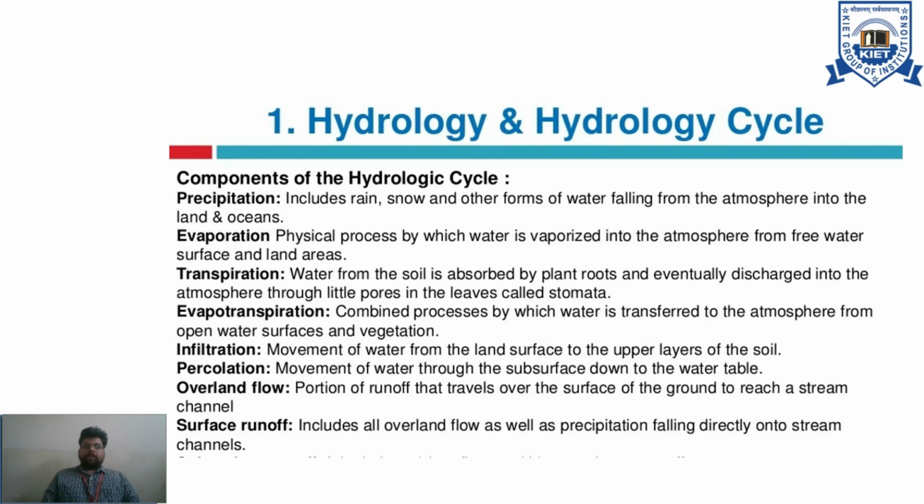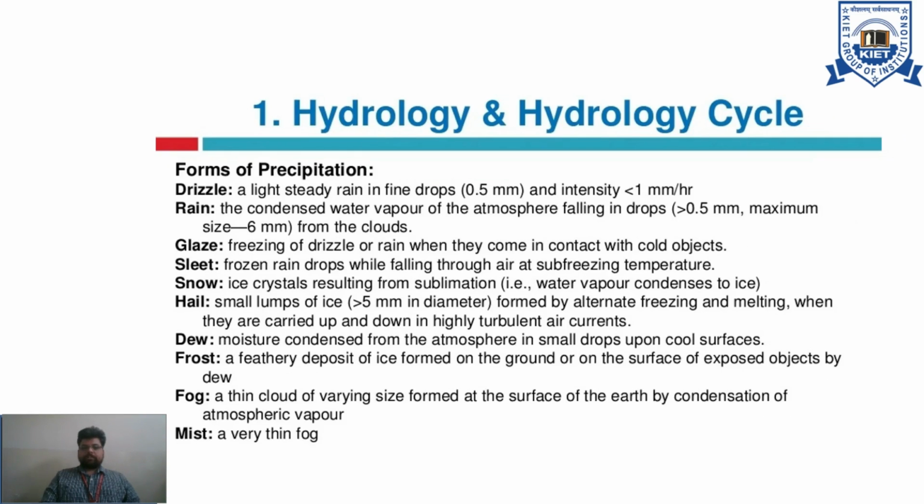Infiltration is the movement of water from the land surface into the upper layer of the soil. Percolation is the movement of water through the subsurface down to the water table. Overland flow is the portion of runoff that travels over the surface of the ground to reach a stream channel. And finally, surface runoff includes all overland flow as well as precipitation falling directly into stream channels.